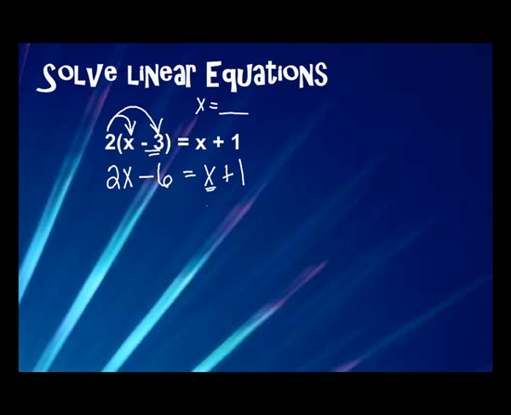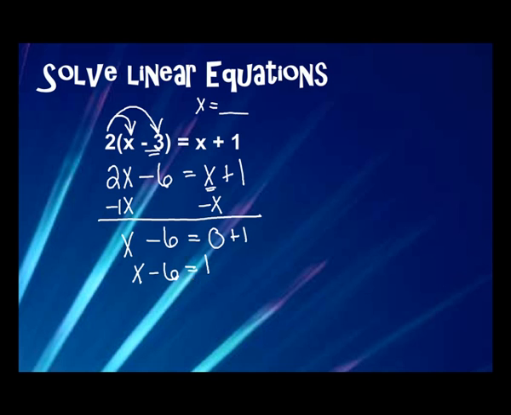This guy has to go. Since it's a positive x, I'm going to subtract x. But if I subtract x there, I have to do it to the other side of the equal sign. Remember, we need to keep things balanced. So I'm going to add down: 2x minus x, or minus 1x, is x, minus 6 equals, well, x minus x is 0 plus 1. Well, 0 plus 1 is 1, so we really have x minus 6 equals 1.